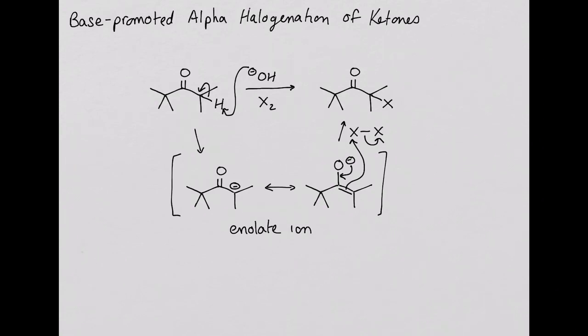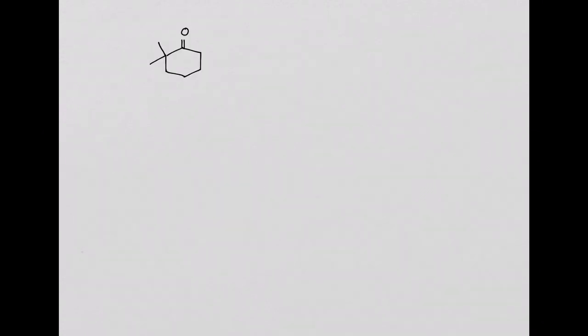In this example, there's only a single alpha proton. If there are additional alpha protons present, they will also be substituted in this reaction. Next, let's consider this reactant. This reactant has 2 alpha protons, and in the base-promoted alpha halogenation reaction, both of them will be replaced by halogens.